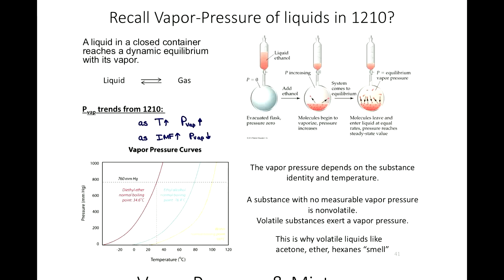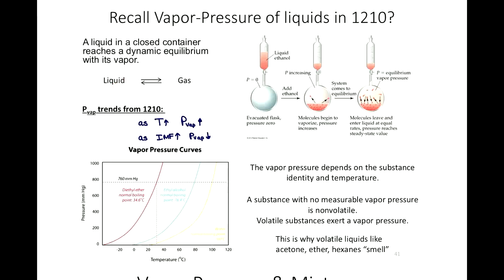So for example, water, does it smell like anything? No. Does nail polish remover smell like anything? Yes. So which one exerts a higher vapor pressure that your nose can sense? Nail polish remover, which is like acetone, all right? And so it exerts a higher vapor pressure at room temperature.